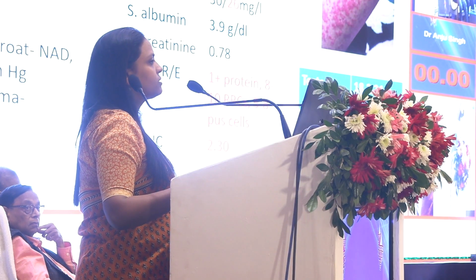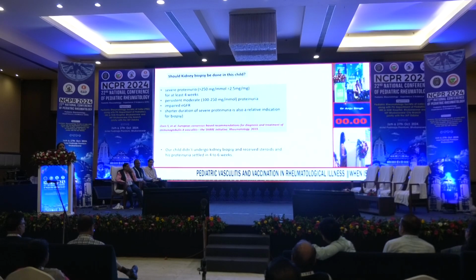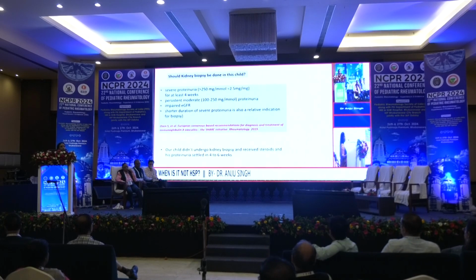So in this child, I said we had a lot of things to be discussed. Should we go for kidney biopsy in this child or not? As per the literature, kidney biopsy should be done in conditions where they have severe persistent proteinuria for at least 4 weeks. So we didn't go ahead with the kidney biopsy, and the child received steroid and proteinuria settled in 4 to 6 weeks.